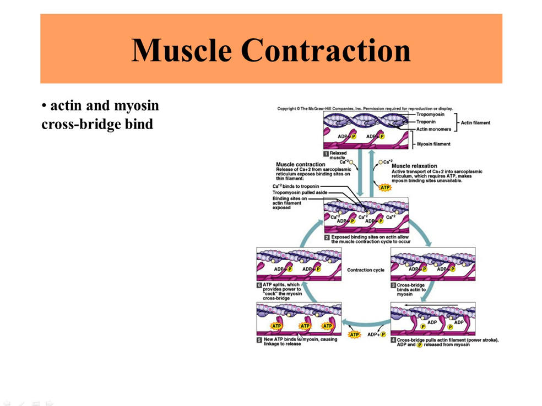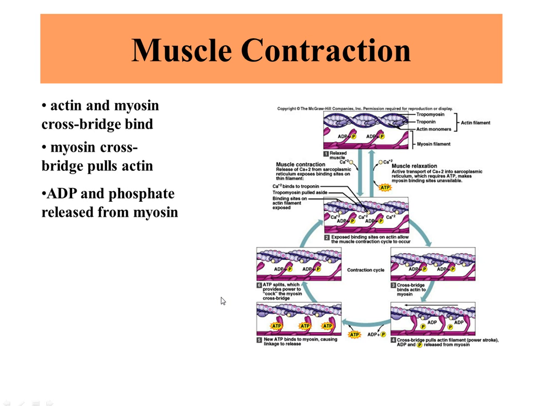Remember I said that the actin and the myosin do not change lengths. You have the crossing over of the actin and the myosin. It's sometimes referred to as a power stroke. The myosin cross-bridge pulls the actin along. ADP and phosphate release from the myosin. Okay, there's the ADP and phosphate. The power stroke happens.